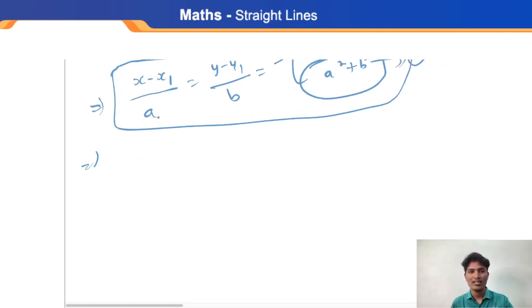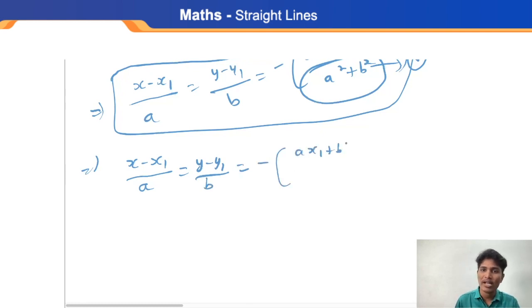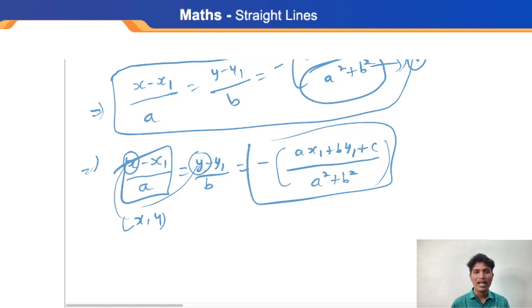I will write again. Just observe: x minus x1 divided by a is equal to y minus y1 divided by b is equal to minus of ax1 plus by1 plus c divided by a square plus b square. This is the formula to calculate the foot of the perpendicular. The foot of the perpendicular point is x comma y. To calculate it, equate the first one with the third one and again equate the second one with the third one.